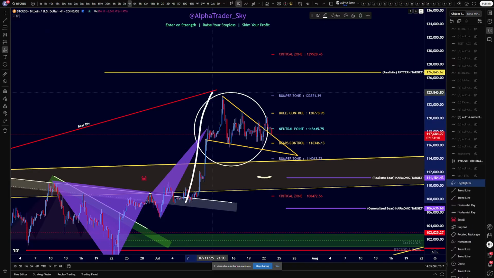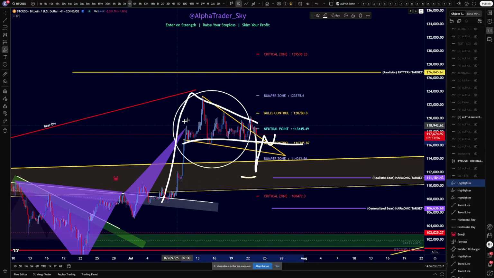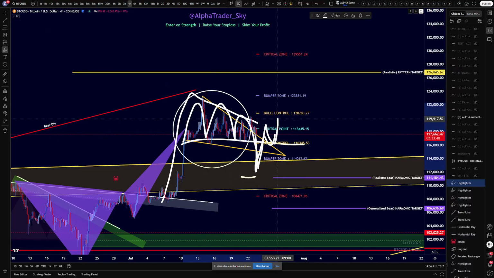And so what we're going to be looking for is, if we break this structure, do we come up and make a higher low above that 115, 116 area, basically back in our range? If we do that, this is going to be what's called a Wyckoff pattern. We're going to have one distribution, two distribution, some type of shakeout, right? What's called jumping the creek.